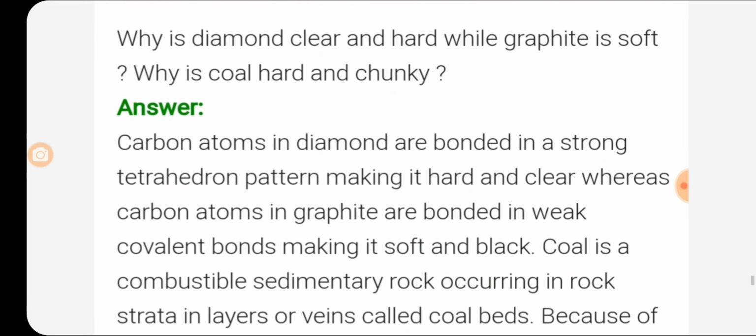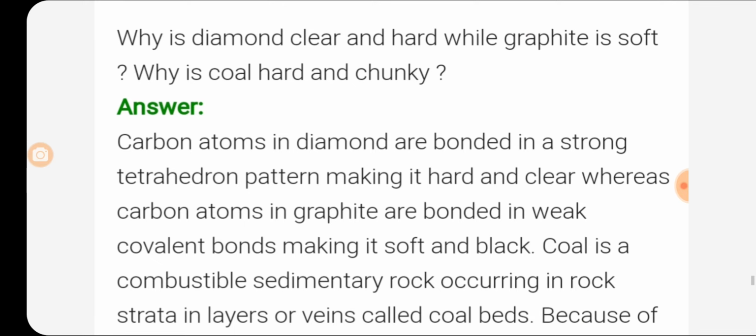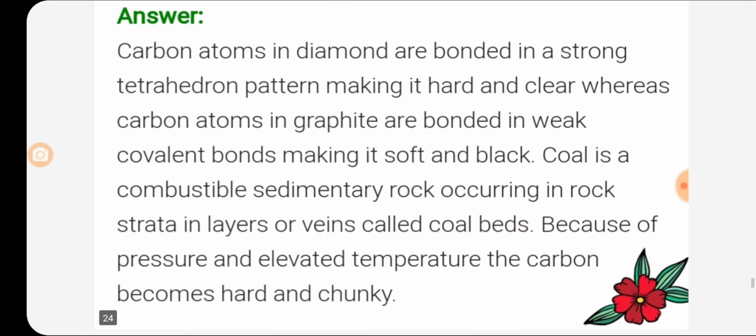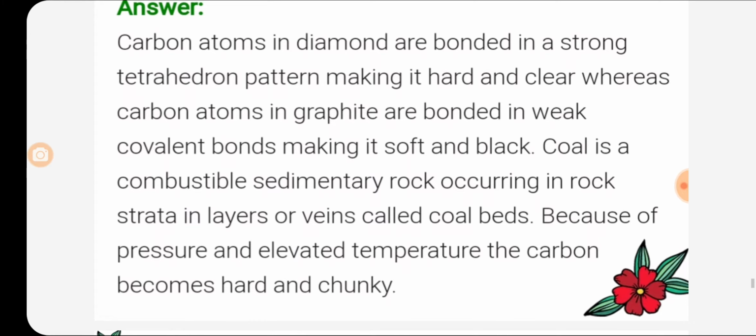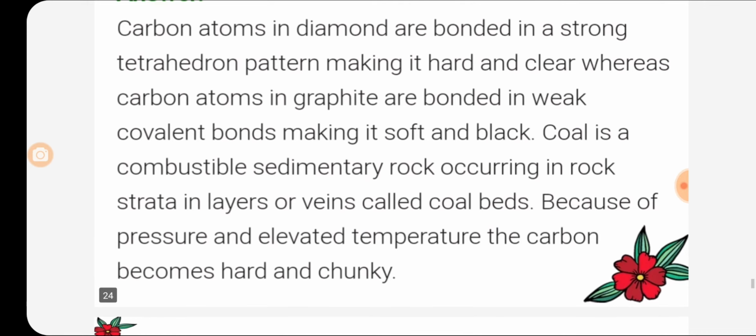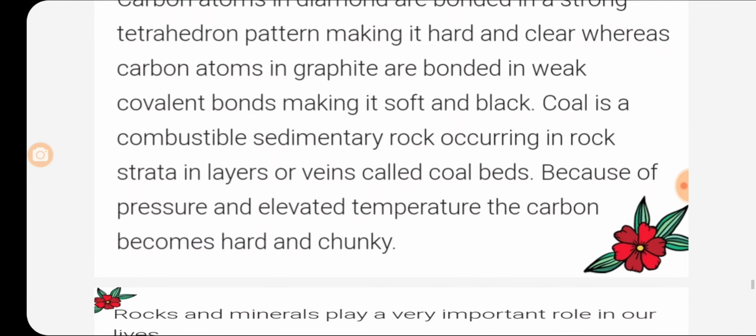Now here one question arises. Why is diamond clear and hard while granite is soft? Why is coal hard and chunky? So here is the answer. Carbon atoms which are present in diamond are bonded strongly, making it hard and clear. Whereas the carbon atoms which are found in the granite are bonded weakly and make it soft and black. Coal is a sedimentary rock, occurring in a rock strata in a layer, and that's why it is in the coal beds. Because of the pressure and elevated temperature, the carbon becomes hard and chunky.